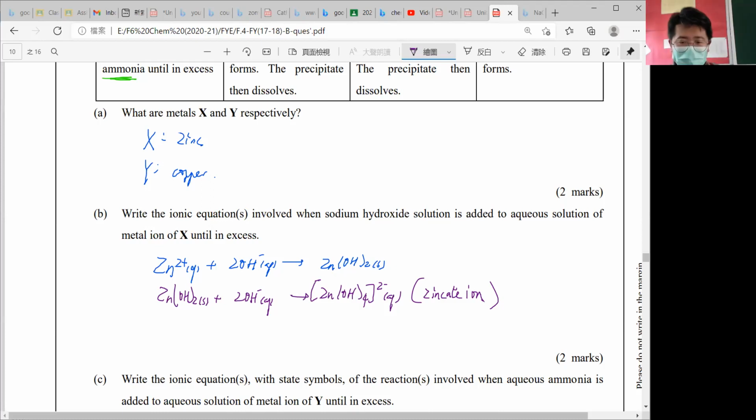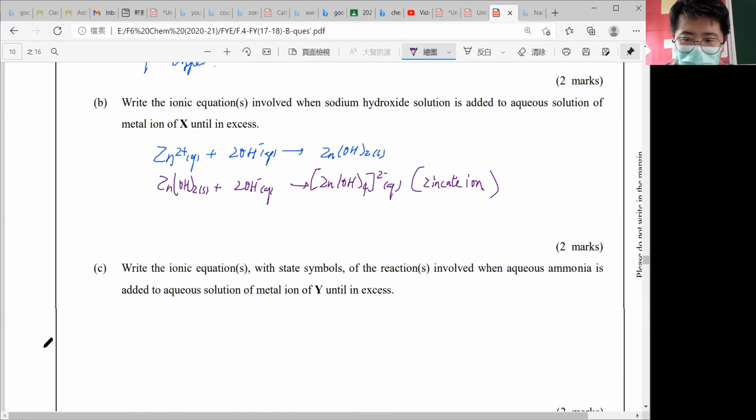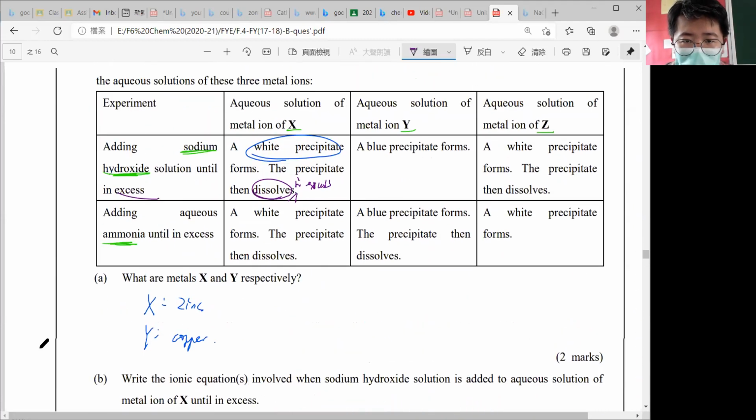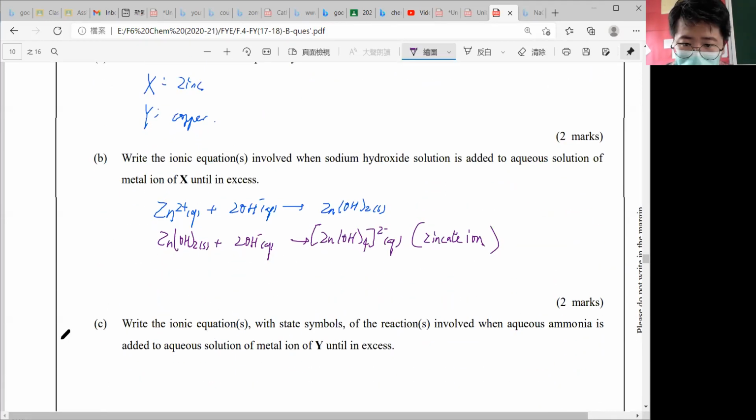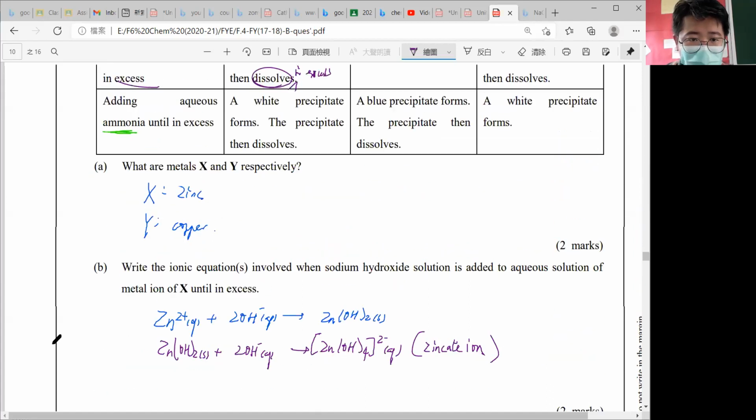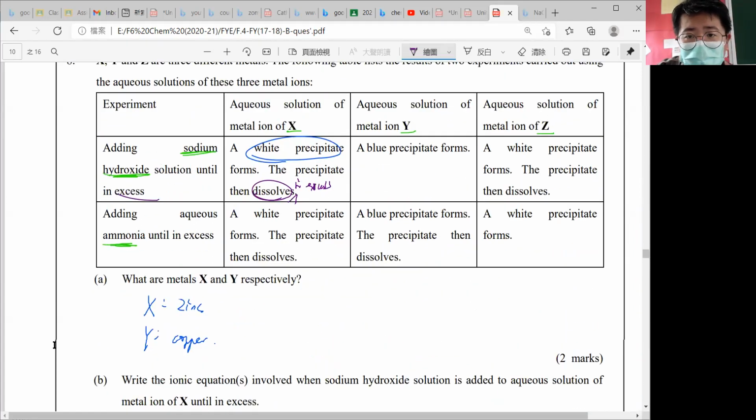Okay, thank you. So write down the equation with state symbols of the reaction involved when aqueous ammonia is added to the aqueous solution of metal ion of Y until in excess. I see, it's Y. So what are they? It is on ammonia, that is another case. This is dealing with Y.